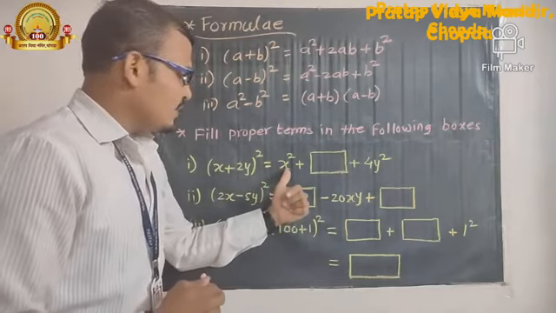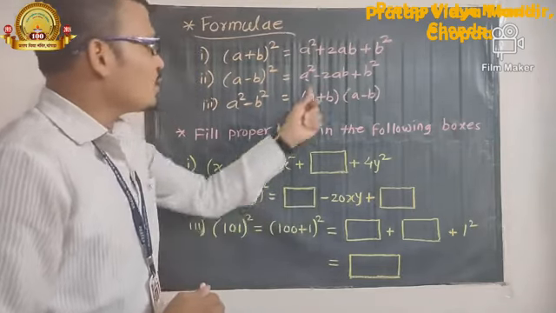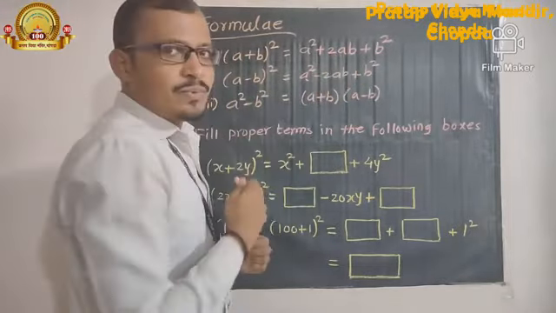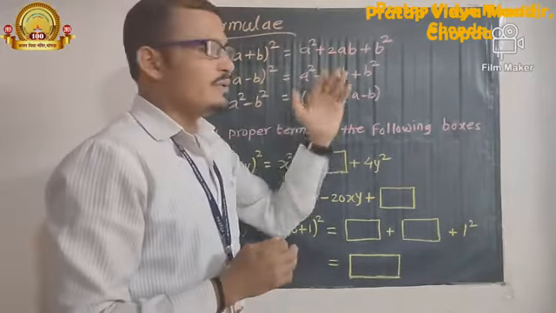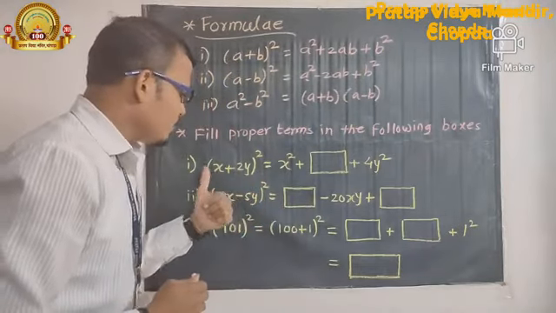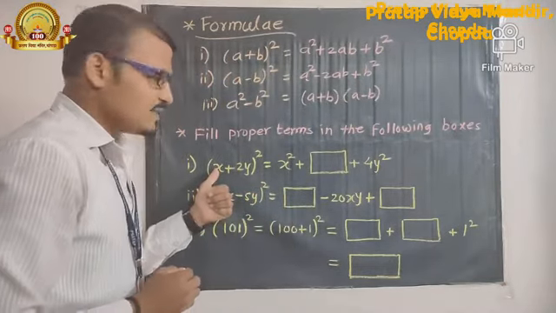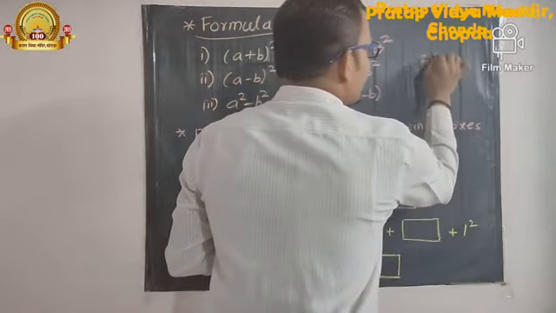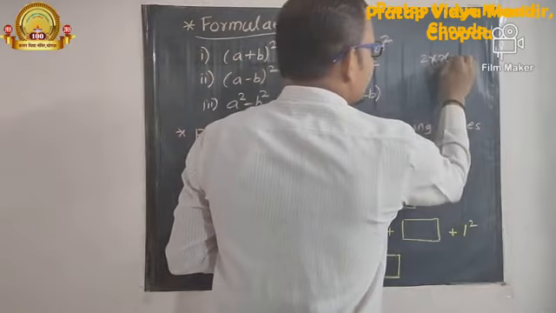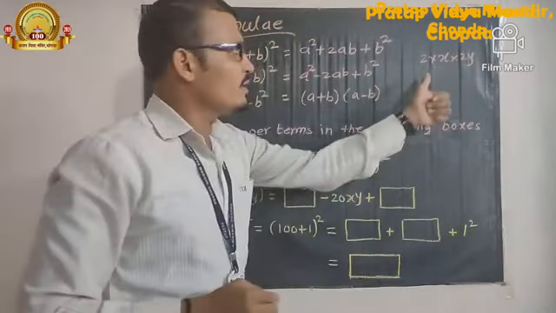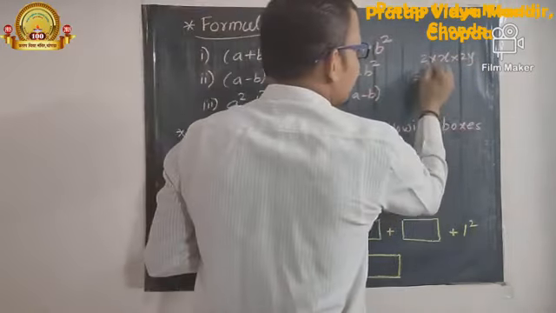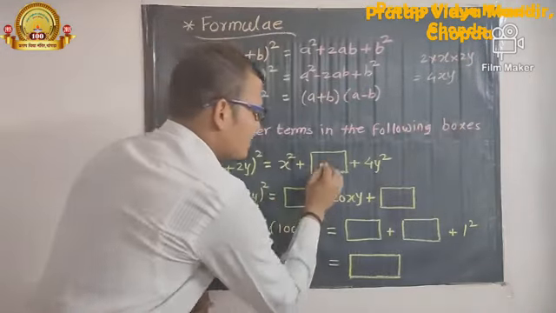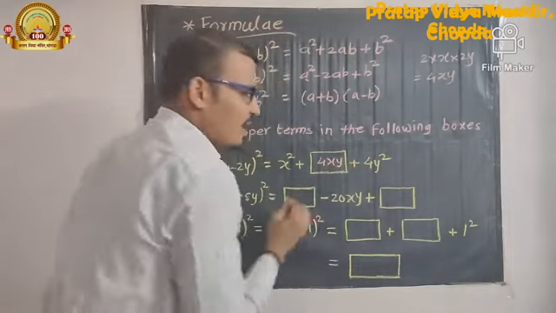Here x² is given, plus the middle term. What is our middle term in (a + b)²? 2 into ab, that is 2 into first term into second term. So here also, 2 into our first term x and second term 2y. So 2 into x into 2y. 2 into x into 2y is 2 into 2, 4, x into y, xy. So our middle term is 4xy.